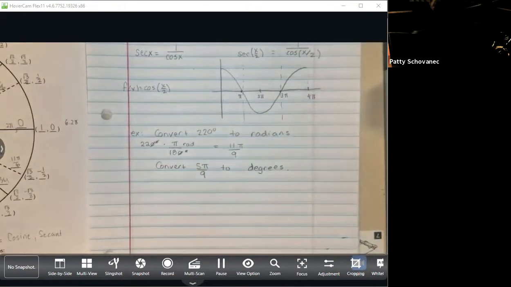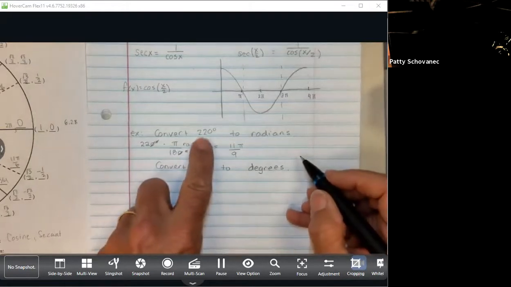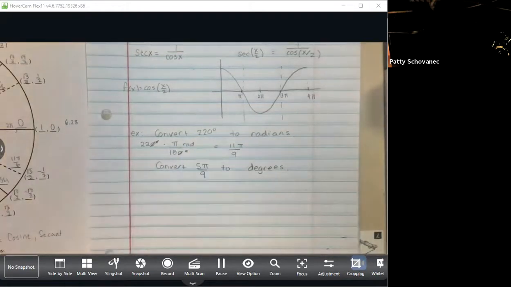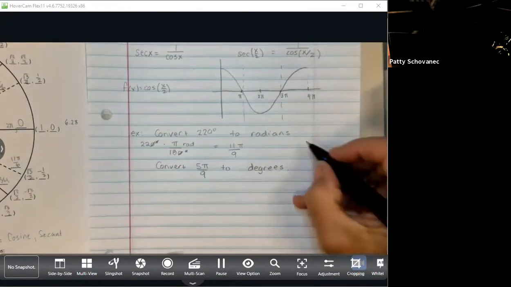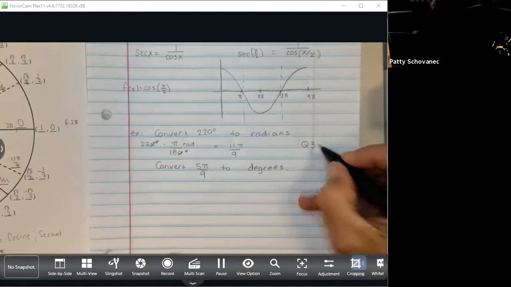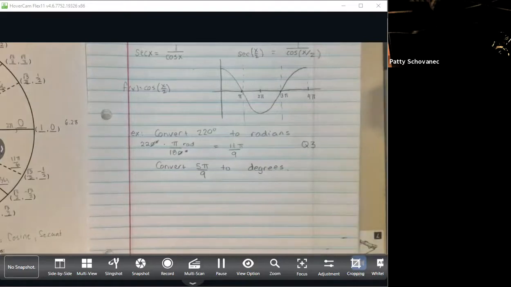Good? What quadrant is 11 pi over 9 or 220 degrees? Quadrant 3, because this is larger than 180, but smaller than 270. That's what I mean. It's good to know your unit circle, what those degree lines are. So this is in quadrant 3. So cosine of 220 degrees, positive or negative? Negative. Tangent of 220 degrees, positive or negative? See, it's a fun game to play.